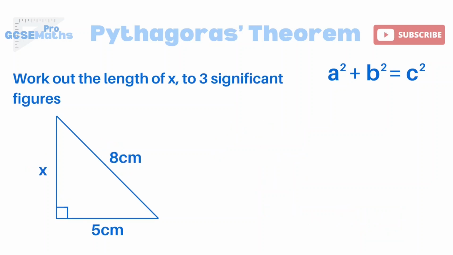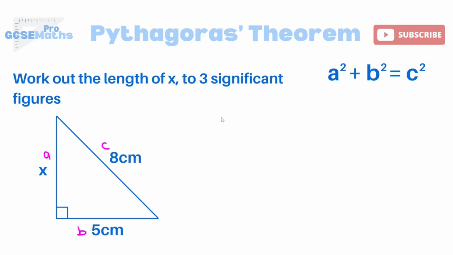Okay, let's look at another one now. So work out the length of x. In this case, they've said to 3 significant figures. You can see now x is a different side. So our first step is always to label the sides. C is the most important one, so C is the hypotenuse, the diagonal one. In this case, C is 8. And then, as I said, A and B doesn't really matter which one you put as which, so I'm going to put A here and B here.